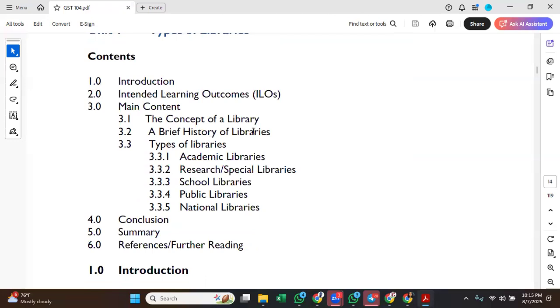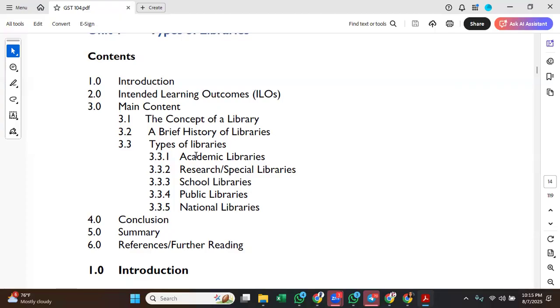For your consumption, the major types of library that we have will be divided into these subheadings: academic libraries, research or special libraries, which means another name for research library is what? Special libraries. Another name for special libraries is research libraries. So school libraries, public libraries, and national libraries. By the time we are through, you will know what each of them stands for and what they offer to the society or to the community involved.